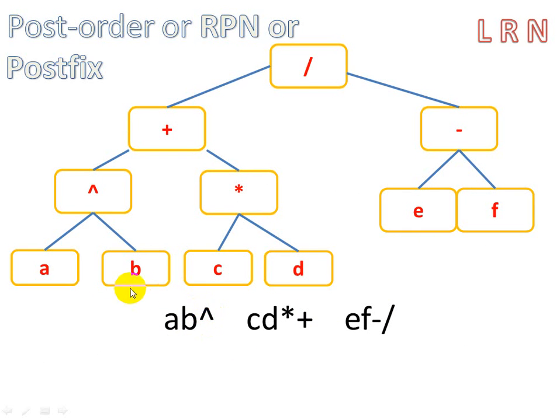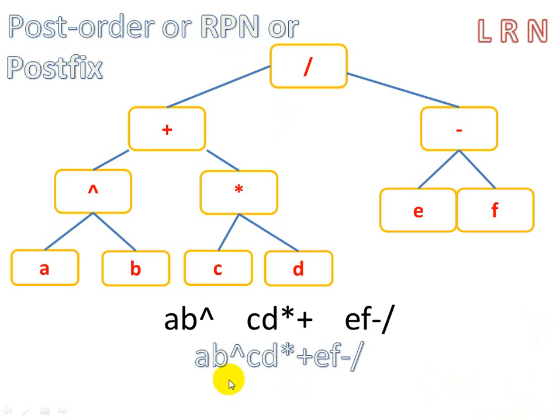The power sign after the A and B, the multiplier after the C and D, and the plus after all of that. And on this side, the E and the F has a minus after, and then the divide is after all of that. How do we know the divide is right at the end? Because we're going all the way to the right and then back to our root node. Let's have a look. So this is how you would express it.